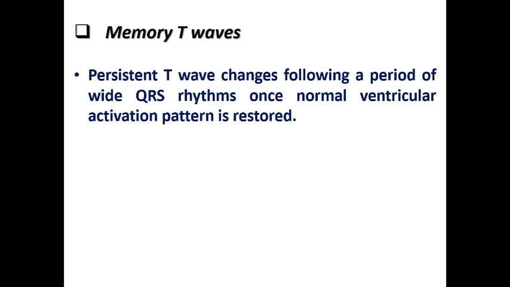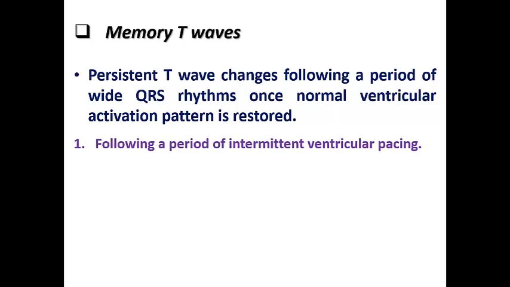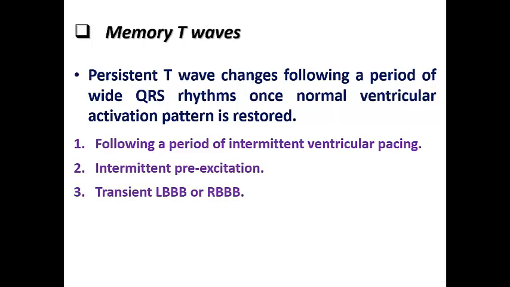Memory T waves is another famous cause of T wave inversion, in which the patient is having persistent T wave changes that he was having when he had a period of wide QRS rhythm due to the abnormal ventricular activation. And once the normal activation is restored, the patient is having the same T wave changes, like following a period of intermittent ventricular pacing, intermittent pre-excitation, transient left bundle or right bundle branch block, or following paroxysmal VT.